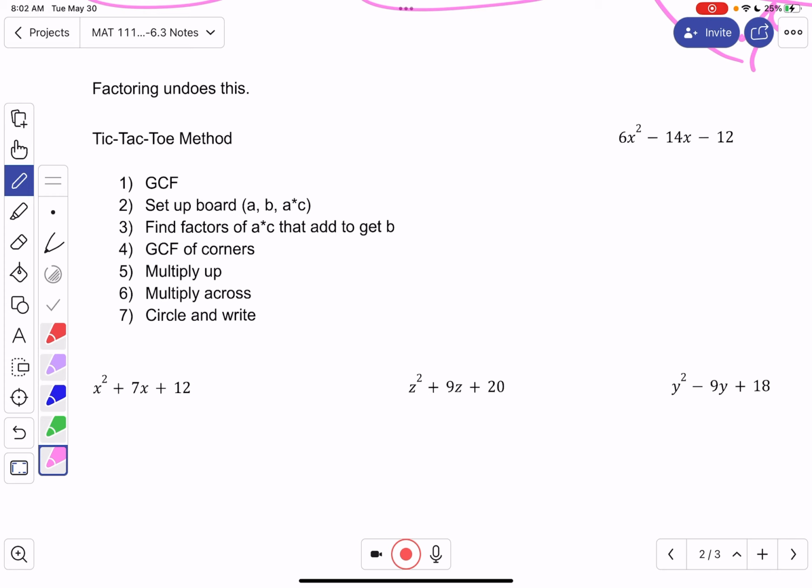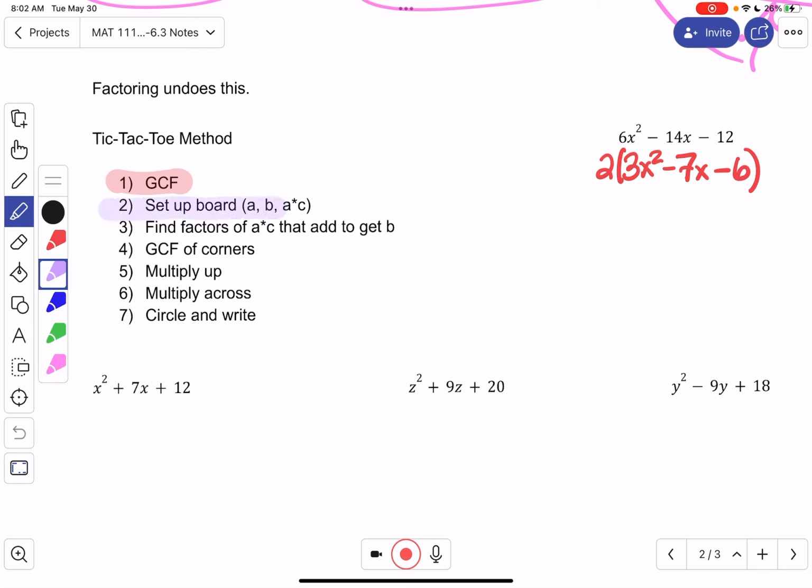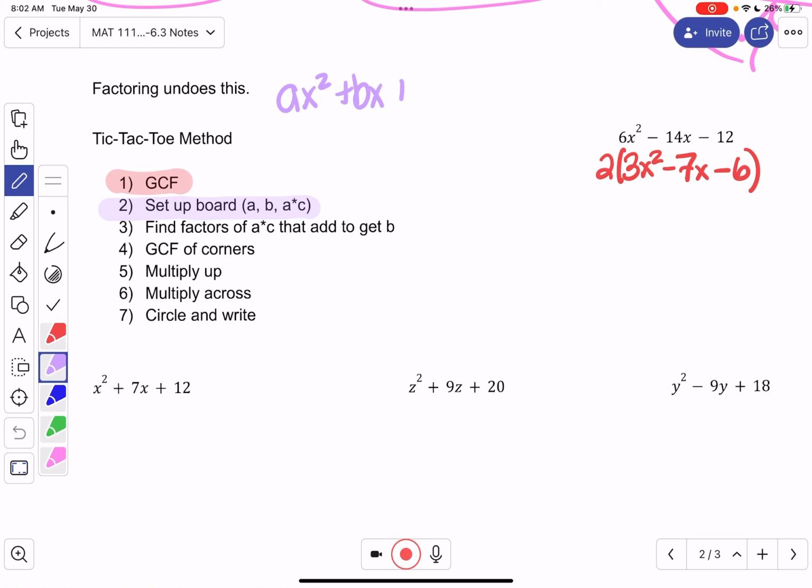I'm going to show you what I call a tic-tac-toe method. The first step is to take out the greatest common factor. All of those terms are divisible by 2. 6 divided by 2 is 3. 14 divided by 2 is 7. 12 divided by 2 is 6. Now we're going to set up our tic-tac-toe board. With quadratics, so anything that has the highest exponent of 2, A is always with the x squared, B is always with the x, C is alone.